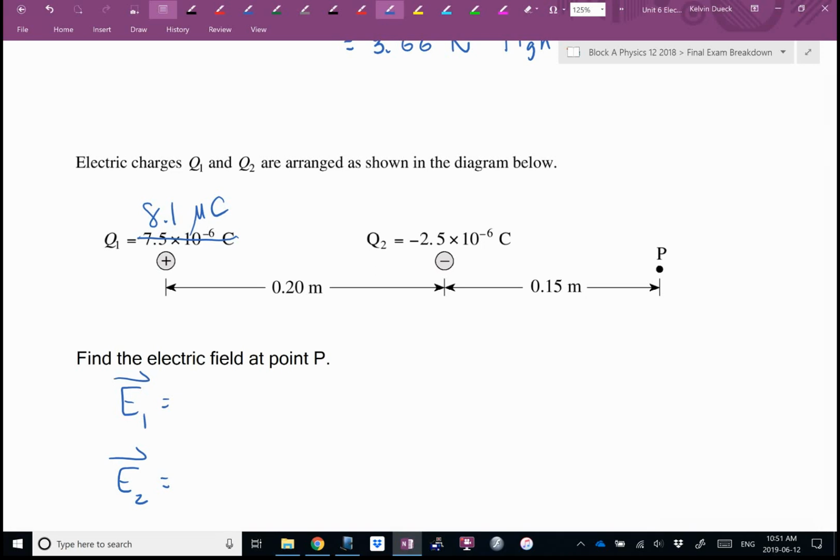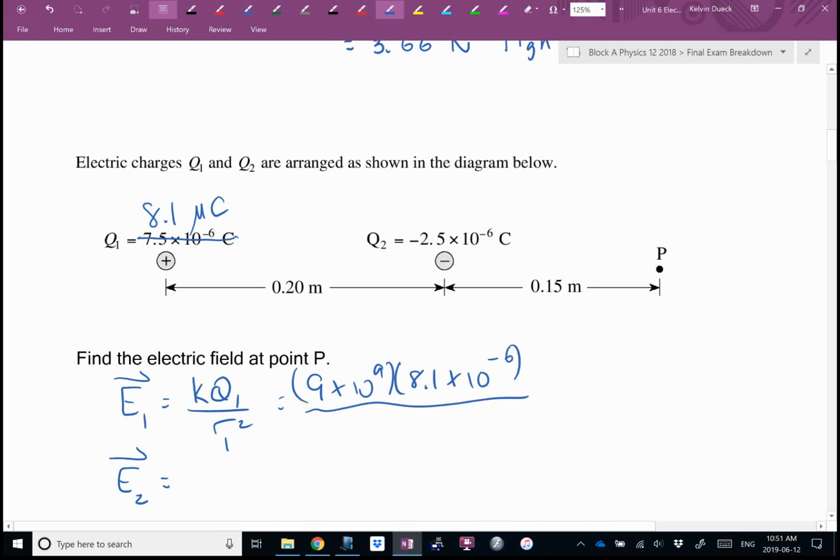How do I find electric field? What's the formula, the equation that I will use? So it'll be kQ1 over R1 squared. It's going to be 9 times 10 to the 9th, Q1 is 8.1 microcoulombs, all over R1 squared, 0.35 squared, right? This won't work out evenly, unless it's by a fluke, but I don't think it will. How big is the electric field at location P from charge 1?